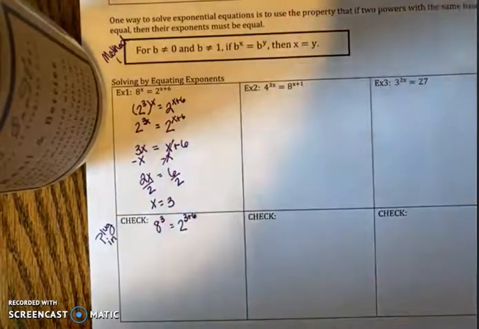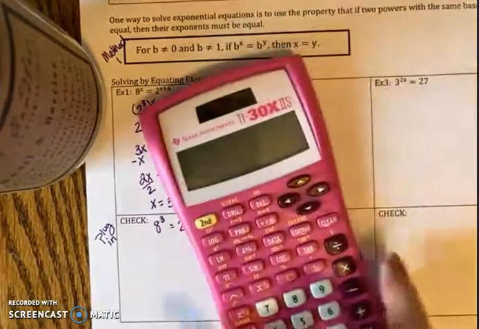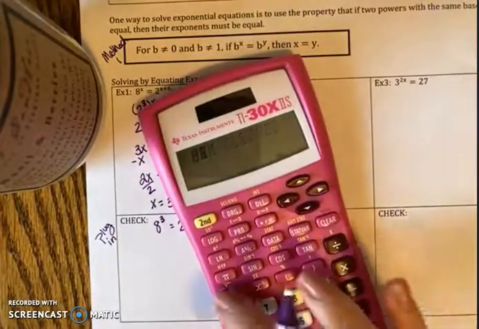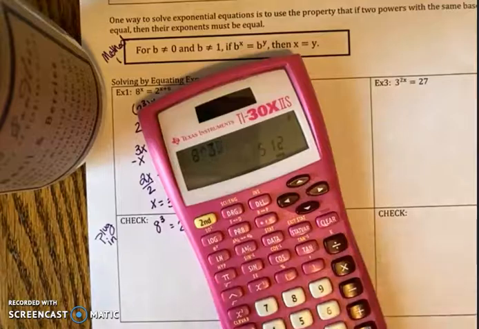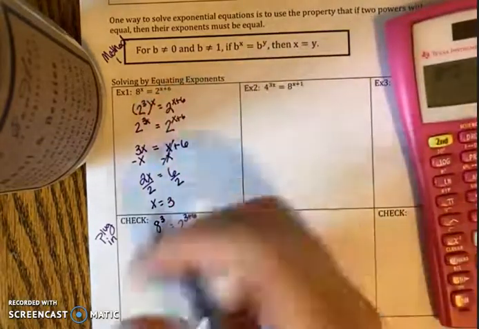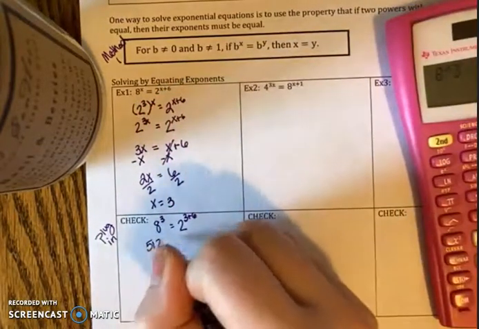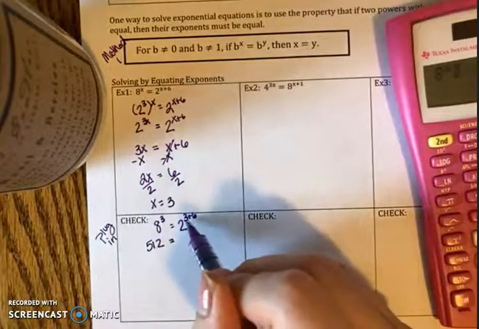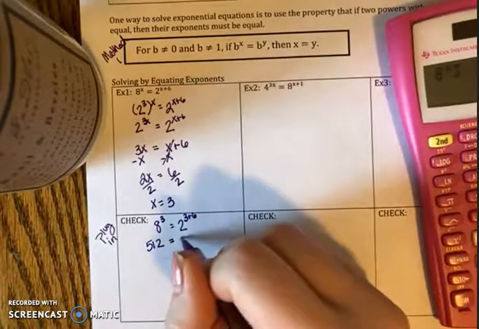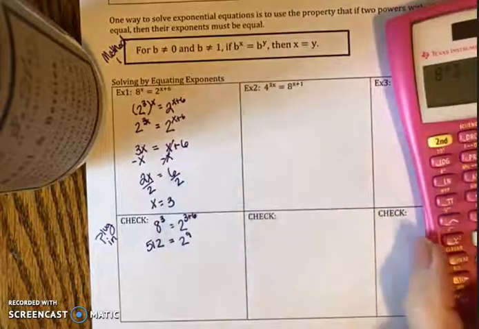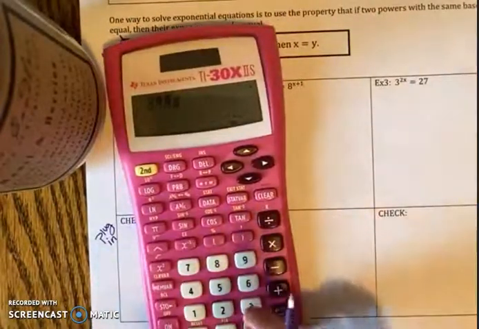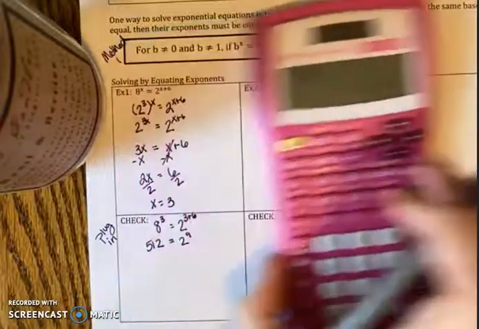If you don't know what that is, like I said, you can plug that in your calculator. It's 8 times 8 times 8. So 8 cubed is 512. Equals, on this side, I have 2 to the 3 plus 6 power. So that's 2 to the 9th power. Let's plug it into our calculator and see what we get. 2 to the 9th power is 512.